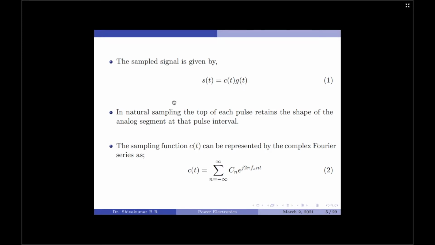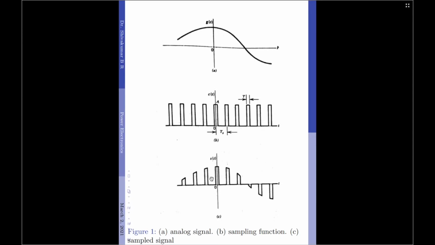As already said, in natural sampling, the top of each pulse retains the shape of the analog segment at that pulse interval. This is one of the most interesting characteristics of natural sampling. Let us go back and have a look at this. The sampled signal s of t has a pulse, the top of which retains the shape of the analog signal at that corresponding sampling instant duration. That is, each pulse when multiplied by g of t is going to create a pulse whose top is going to retain the shape of g of t. This is the characteristic of natural sampling.